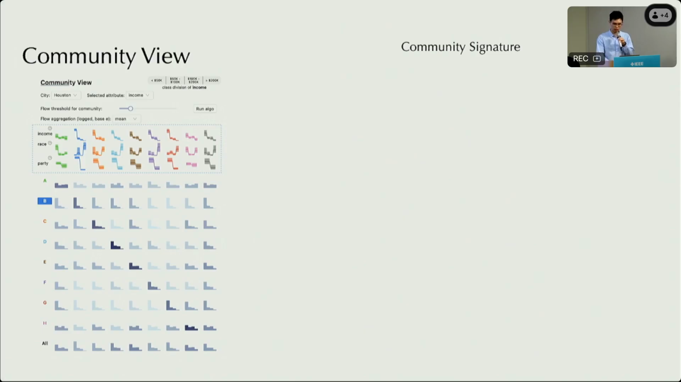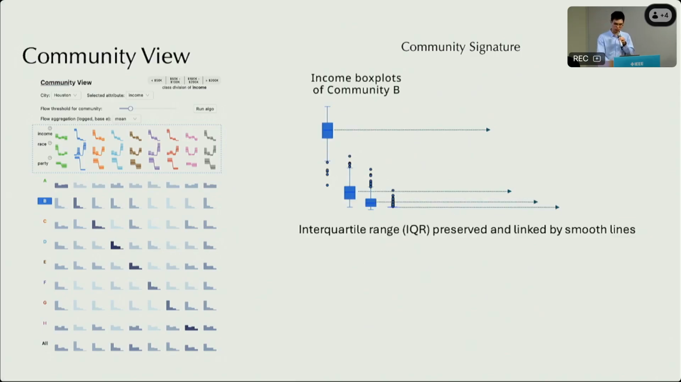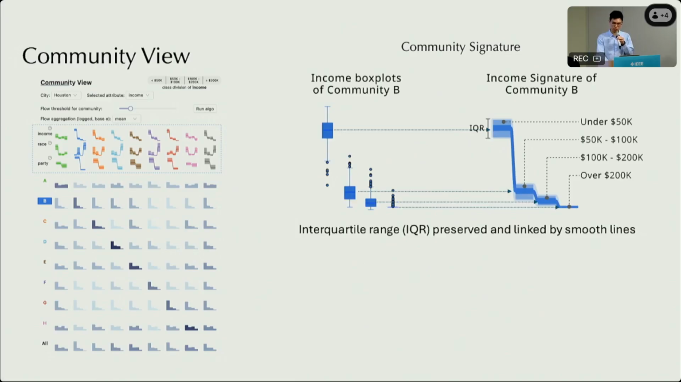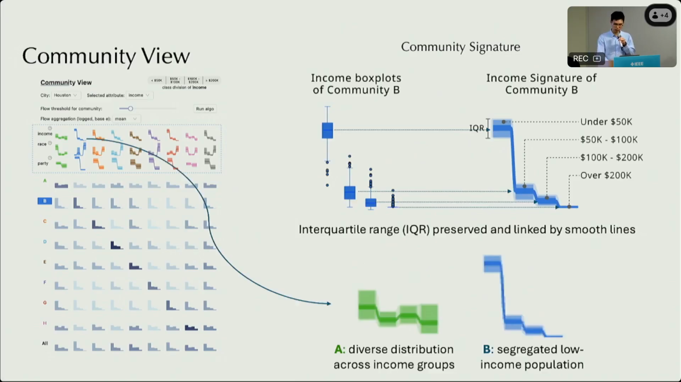It's originally from a box plot showing the distribution of social groups for the CBGs within that community. But now we only focus on the interquartile range to quickly understand the primary characteristics. For example, we can quickly find that community A in green has a very diverse distribution across different social groups, while community B has a very severe concentration on the first column, which is the low-income population.